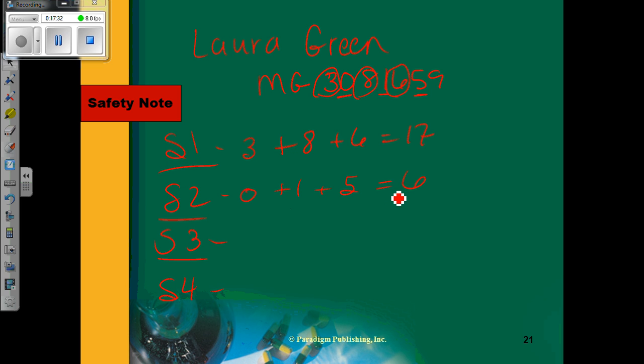For step 3, you take your sum of step 2 and multiply it by 2. 6 times 2 is 12. You take your step 1 and your step 3 and add those together for step 4. So 17 plus 12 equals 29. And the last number in the sum of step 4 is called the checksum. So 9 matches the last number in the checksum of her DEA number. So 9 and 9. This makes this one valid as well.